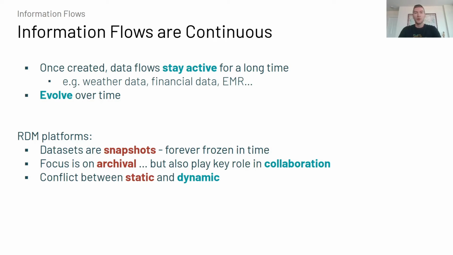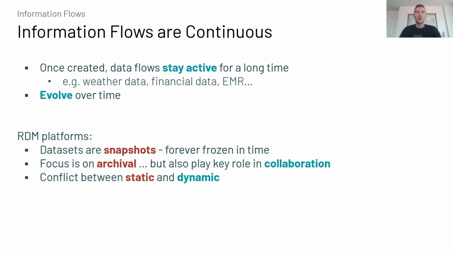One interesting thing about the information flow is once they're created, they typically stay active for very long periods of time. So think weather data and financial markets data. Those flows existed for hundreds of years and they definitely evolved over time, but they're still flowing and going to continue to flow. Research data management platforms, however, are kind of focused on this idea of a data set that is a snapshot, a bit of data that is completely frozen in time, which makes sense for the archival purposes and preserving the history. But the thing is that RDMs also play the key role in the collaboration around data.